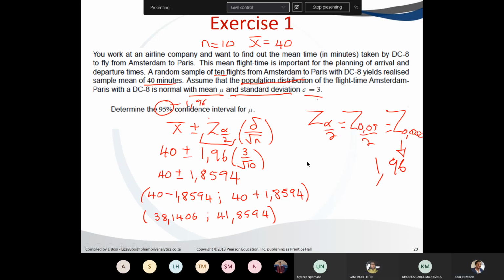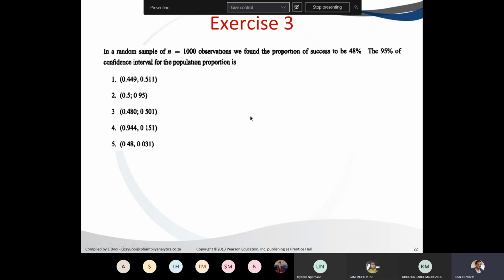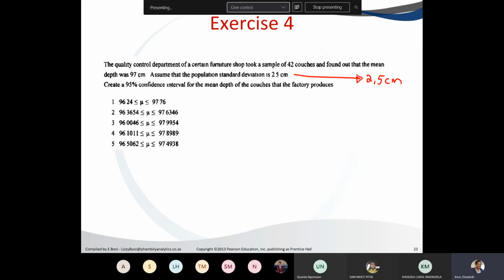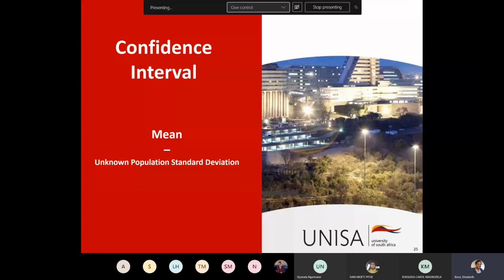Okay. I'm not going to ask you to do the following one or even that one. We're going to go straight into the confidence interval where the population standard deviation is not given.